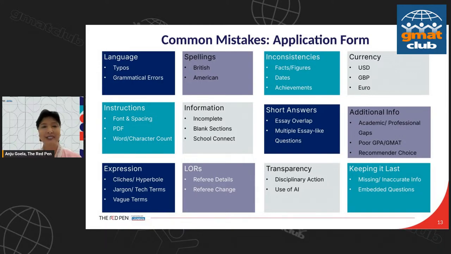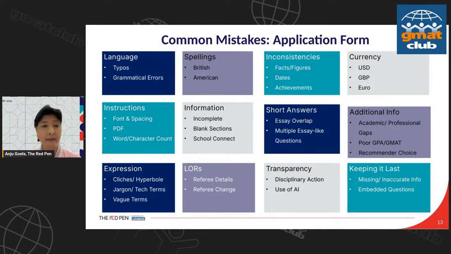Keeping the application last, as I said, is a complete no-no and a big, big mistake, because you are going to miss out on plugging in information. You will not have time to verify information, so it might be inaccurate. And the one thing that I really want to highlight here is embedded questions.